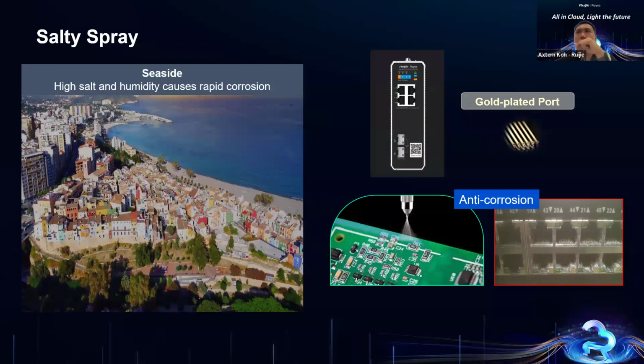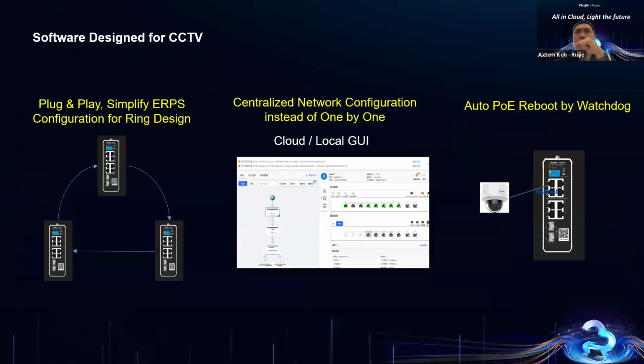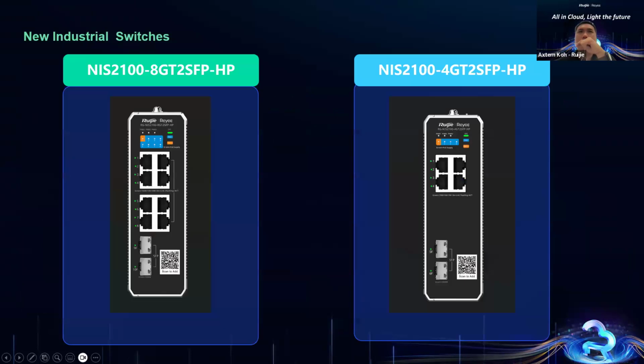And for the RJ45 port itself, we also use a ground pattern pad for anti-corrosion, due to high sand or humidity in the environment. So this is what we build into this NIS 2100. ERPS is also easily supported for this unit, and we also support a watchdog for this NIS 2100 series.